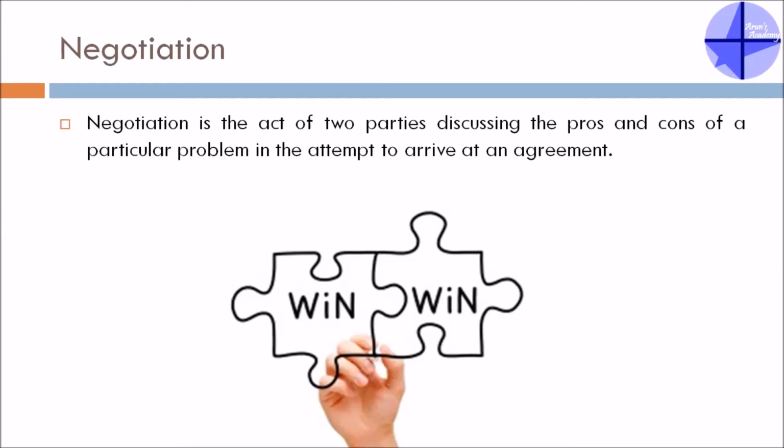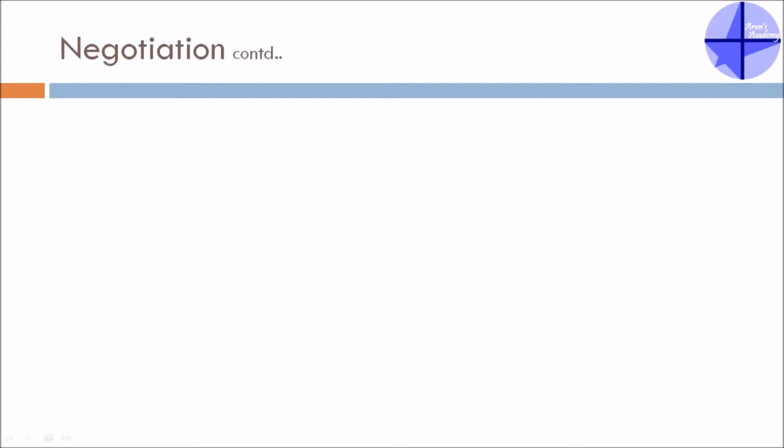Husband and wife get into negotiation on so many things. Father and child, so many places we do negotiation. Next, there are two or three different terms used, like bargaining, compromise, negotiation, which are often treated as the same. Let us try and understand the difference between these terms.